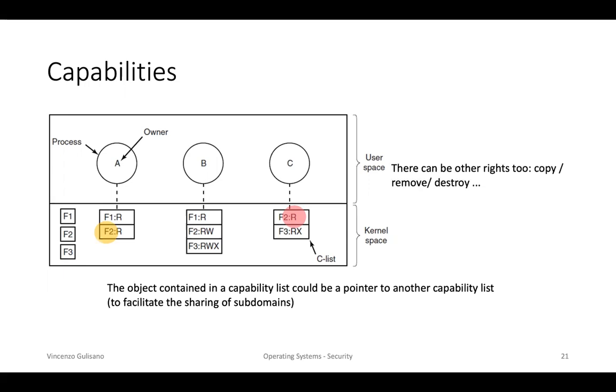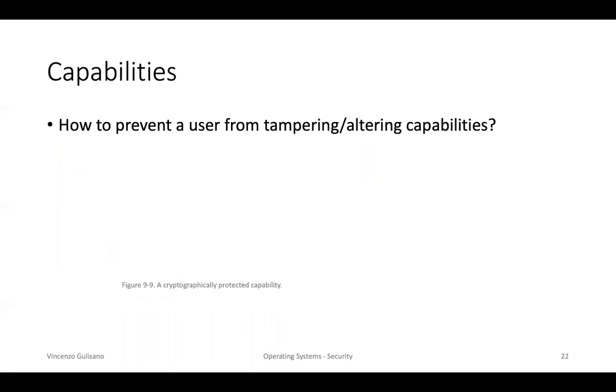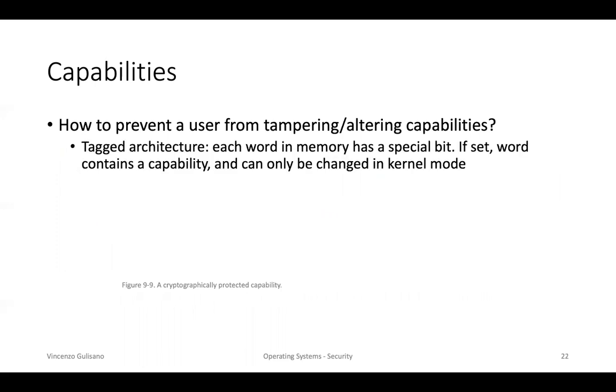hierarchically. Also in this case, we can have the common read, write, and execute rights, as well as other additional rights that are specific to a certain system or operating system. We can ask ourselves how to prevent a user from altering his or her capabilities. One way is to use a so-called tagged architecture.